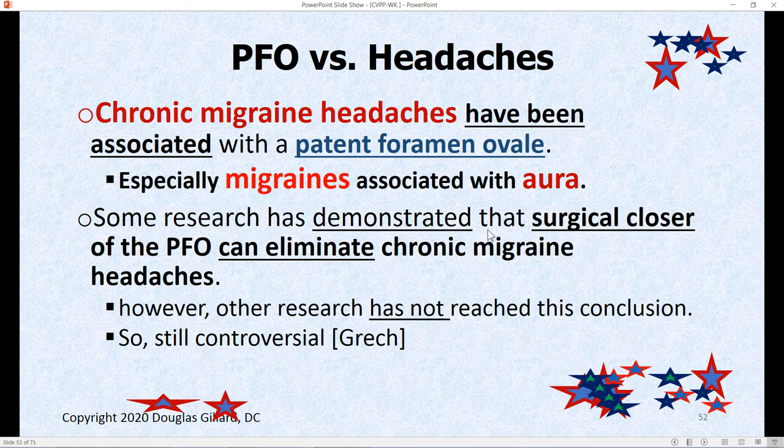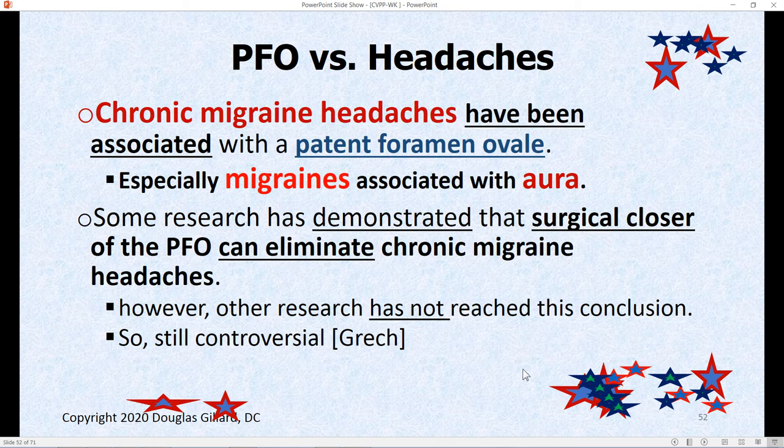Let's see. So migraine headaches, we're still talking about this right-to-left shunt in someone with a PFO. They are associated with chronic migraine headaches as well, especially the migraine that has an aura. There is not great research, but there are research papers that show people with debilitating migraine headaches a couple times a month, sometimes a couple times a week, had their PFOs closed, and the migraines went away. Some papers have not shown this, so it's still a little controversial.